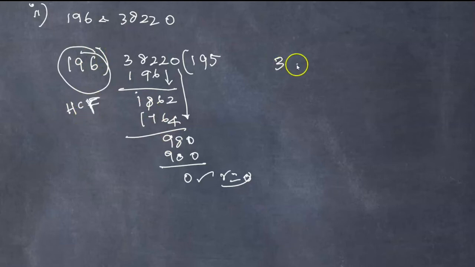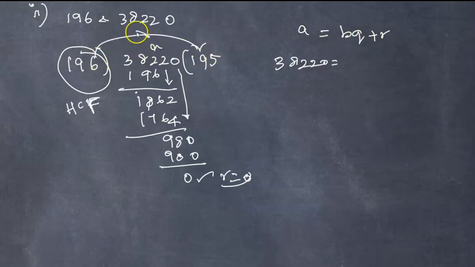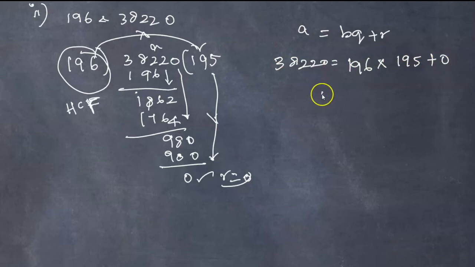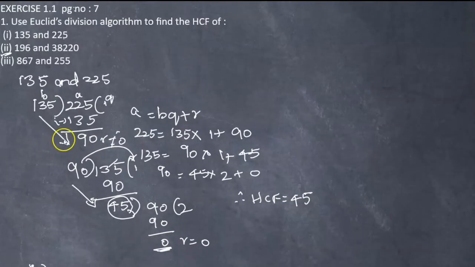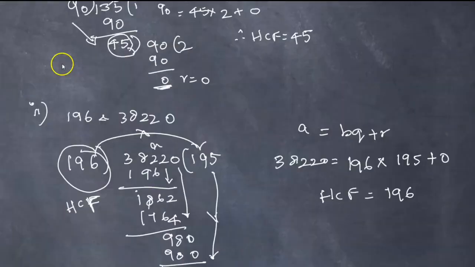So you'll write this as 38220 equals, A equals BQ plus R. So A equals B into Q plus R, which is B is 196 into Q is 195 plus R is 0, and HCF equals 196. Now let's try the third sum, 867 and 255.